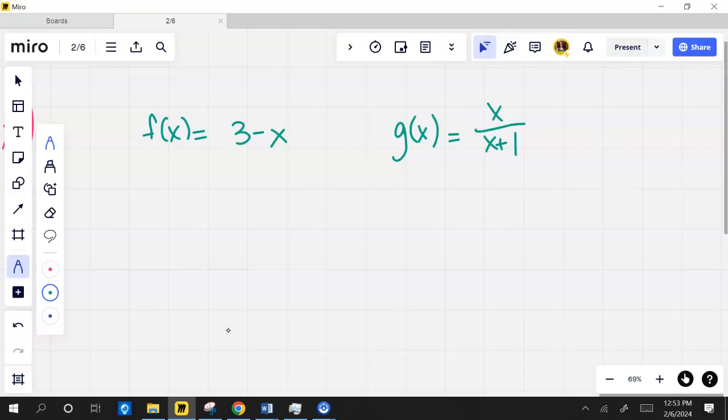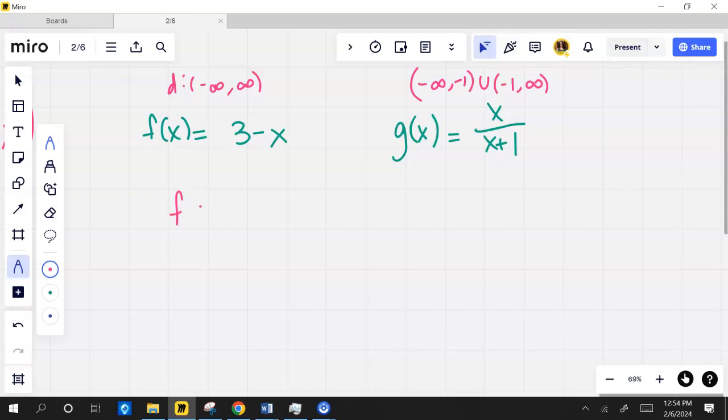Here's my two functions. As I look at these two functions, are there any domain restrictions on the first one? No, that's a linear function. What's the domain? Everything. What about the second one? What about g? Yes. What's the restriction? Can't be -1, right? So give me the domain of the second one. Negative infinity to -1 union -1 to infinity.